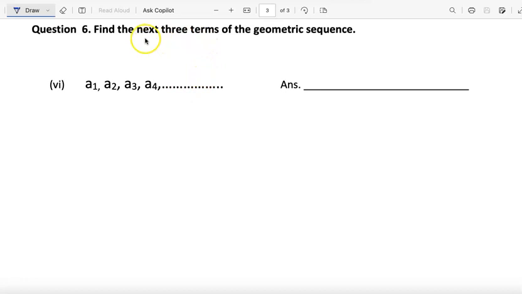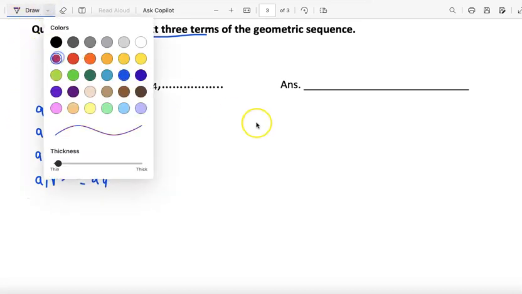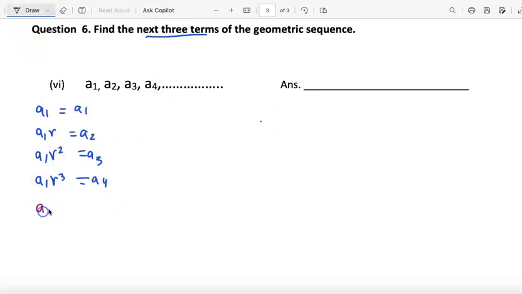This question is asking to find the next three terms of the geometric sequence. So this is my A1, and I've been given A1 r, then A1 r squared, and A1 r cubed. That's your A1, that's your A2, A3, and that's my A4. So what I have to find is the remaining three terms, which are A1 r to the power 4, A1 r to the power 5, A1 r to the power 6.